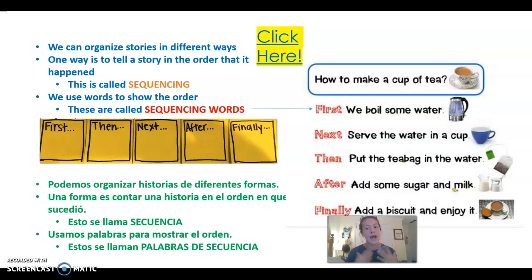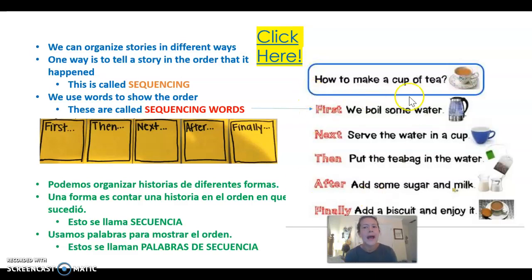So when you want to tell someone how to do something in the order that it happens, you're going to use these words. And you have to make sure you use these sequencing words, because otherwise your reader won't have the order right. They won't be able to follow the story exactly how it happened.